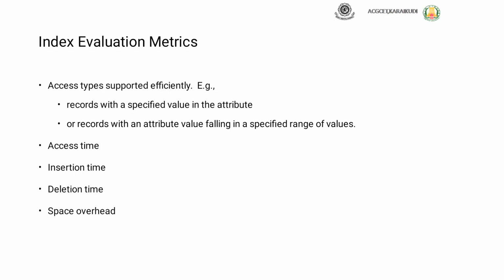Then the index evaluation metrics. These techniques must be evaluated on the basis of these factors: access types, access time, insertion time, deletion time, and space overhead. Access types are the types of access that are supported efficiently. Access time is the time it takes to find a particular data item. Insertion time is the time taken to insert a new data item, and deletion time is the time it takes to delete a data item. Space overhead is the additional space occupied by an index structure.